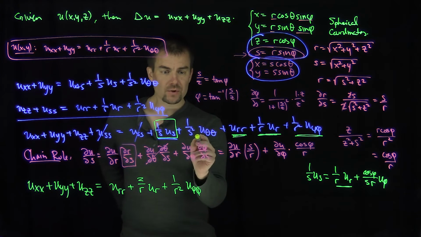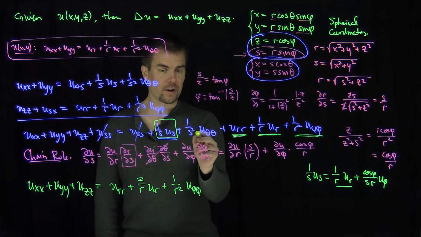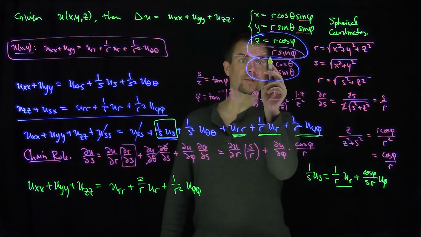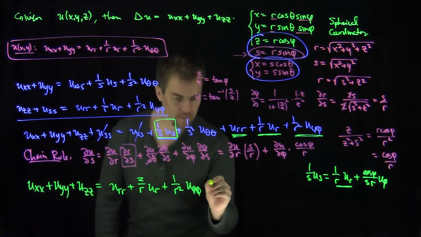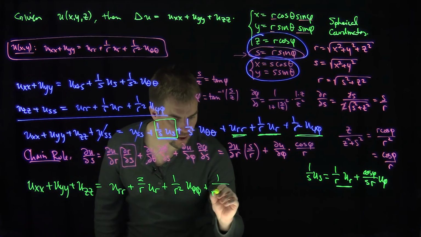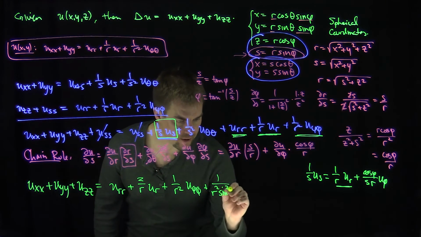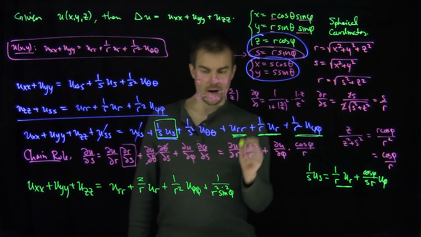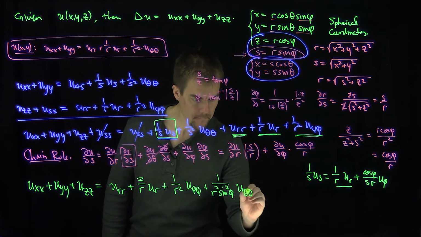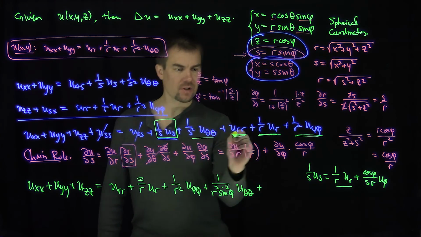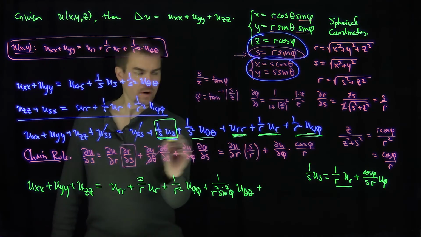I have a 1 over s squared, u theta theta term over here. So this 1 over, what is s squared? S squared is going to be r squared sine squared phi. So that's going to be a plus 1 over r squared sine squared phi. And then times, that was the what? That was the u theta theta term. So u theta theta. And that takes care of this term. I have this term, this term, this term, this term. And I have one of these terms over here.